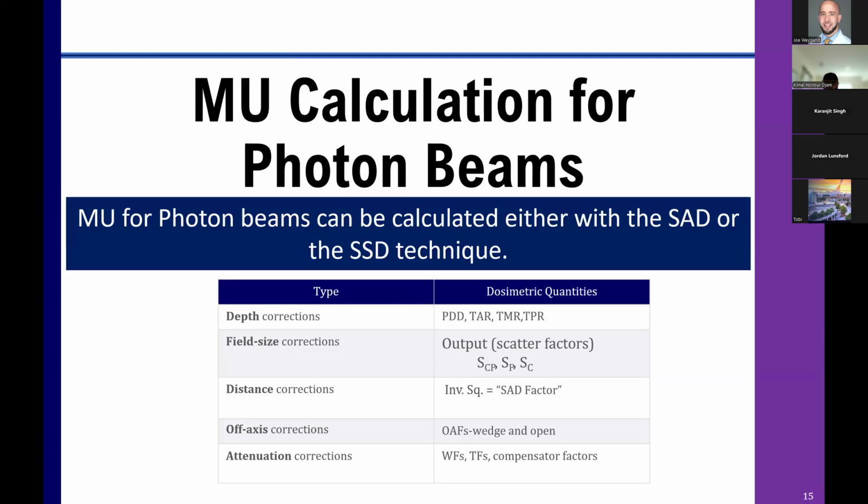And so the next section of our presentation will begin to look at the formalism of MU calculations, taking into consideration all the factors that we have talked about.